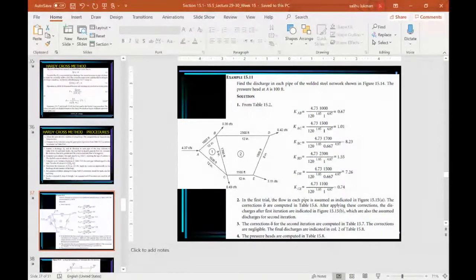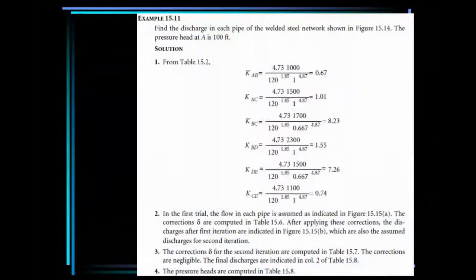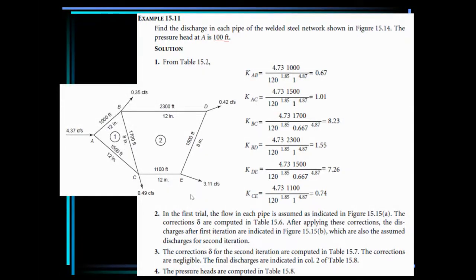So let me go back and make it in the presentation mode. Okay, so here it says find the discharge in each pipe of the welded steel network shown in figure 15.14. The pressure head at A is 100 feet. Where is the network? This is the network.